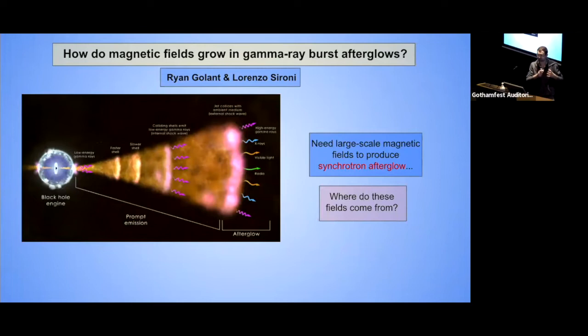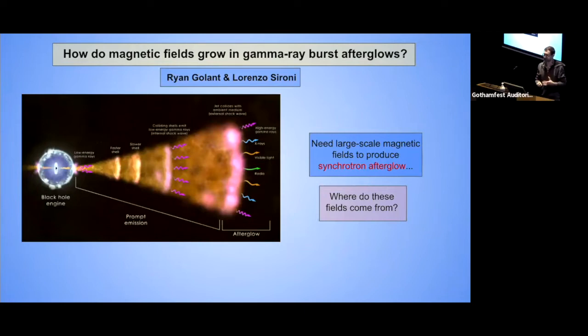But then the jet also launches this strong relativistic shock into the surrounding medium. And the gyration of charged particles in the post-shock magnetic field gives rise to this afterglow emission. So understanding this afterglow emission is really key to understanding the structure and propagation of relativistic shocks. But unfortunately, the details of the growth, the decay, the structure of these post-shock magnetic fields have eluded astrophysicists for many years.